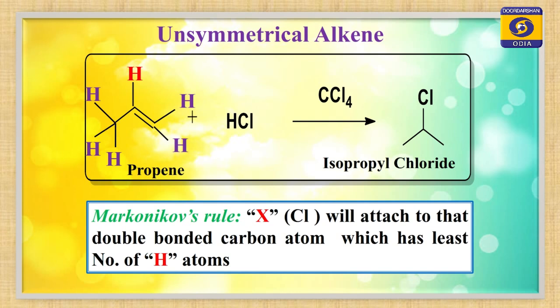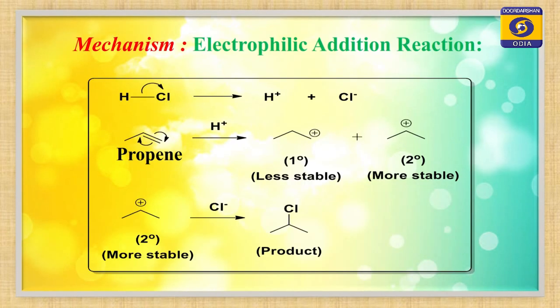Why is this so? The mechanism behind it is called the electrophilic addition reaction. So, students, remember that when HCl ionizes it gives you H plus and Cl minus, and when propene reacts with H plus it gives you two carbocations. One is a 1 degree carbocation and the other is a secondary carbocation, called 2 degree carbocation. Of these, the 2 degree carbocation is more stable.